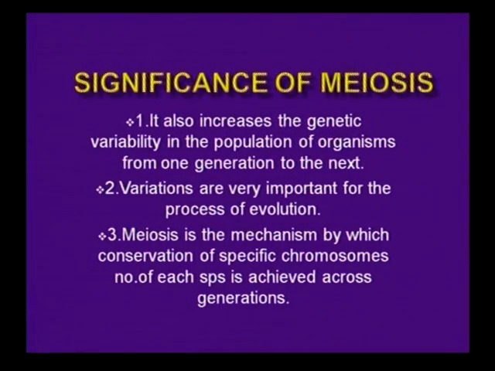Listen carefully. Meiosis is the mechanism by which conservation of specific chromosomes and the number of chromosomes of each species is achieved across generations.